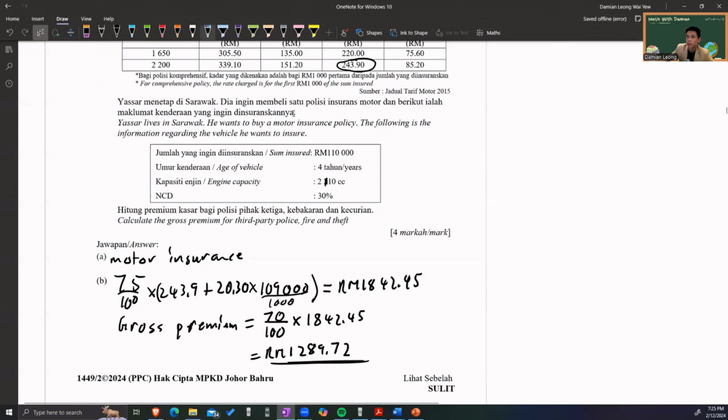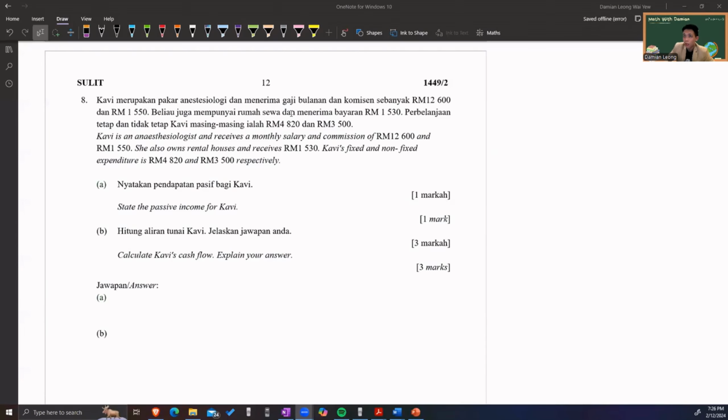Okay. Then question 8. Kavi is an anesthesiologist and receives a monthly salary and commission of 12,600 and 1,550 ringgit. She also owns a rental house and receives 1,530 ringgit. Kavi's fixed and non-fixed expenditure is 4,820 and 3,500 respectively. State the passive income for Kavi.